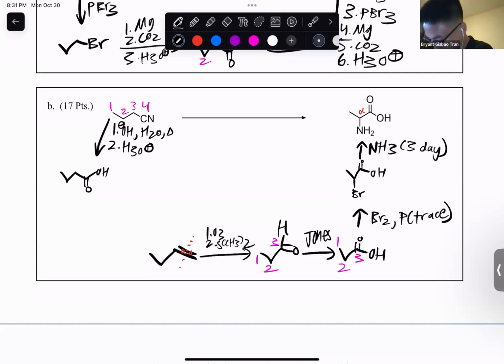So, let's say you had a primary alcohol like this, and you use PCC.